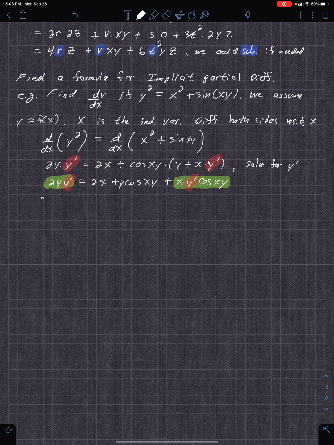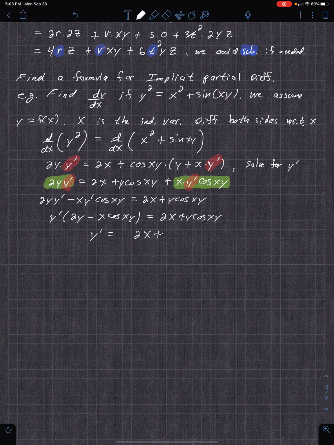So we get 2y y prime minus x y prime cosine xy equal to 2x plus y cosine xy. Factor out your y prime: (2y minus x cosine xy) y prime equal to 2x plus y cosine xy. And divide. y prime, therefore, is 2x plus y cosine xy all over 2y minus x cosine xy. All right, so there's your dy dx.